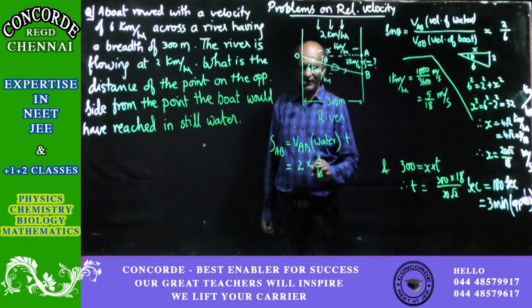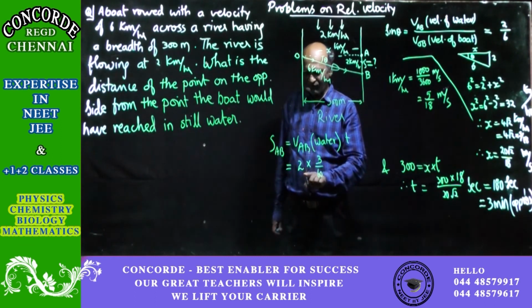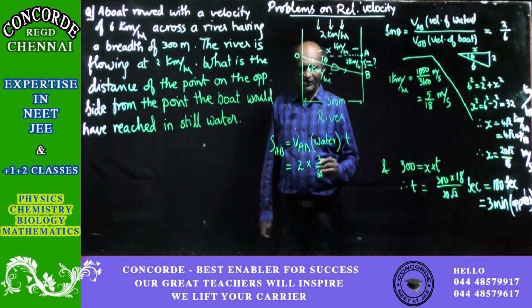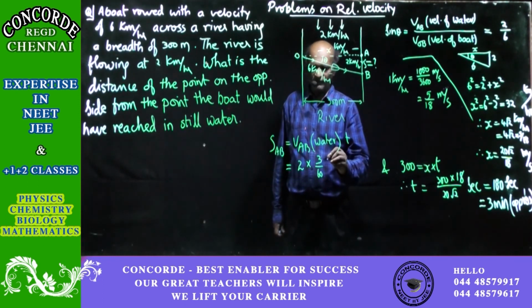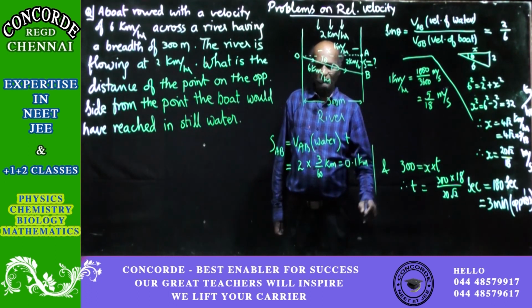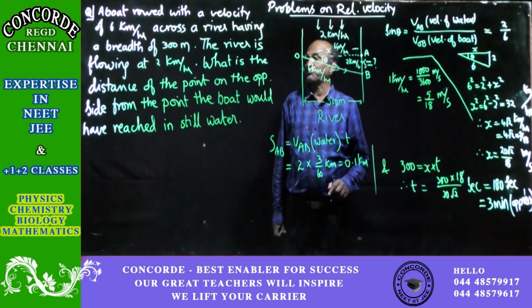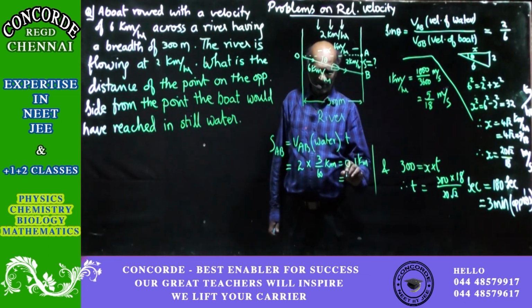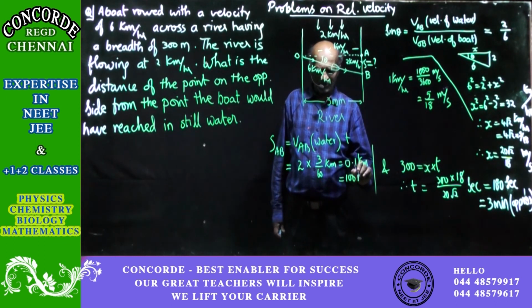So this is already in kilometers per hour, into hours, so it will be directly kilometers, which will be equal to 0.1 kilometers. Leave it like that, or if you want to convert it into meters, multiply by 1000, because 1 kilometer is 1000 meters. If you multiply by 1000, you will get 100 meters. So that is the answer.